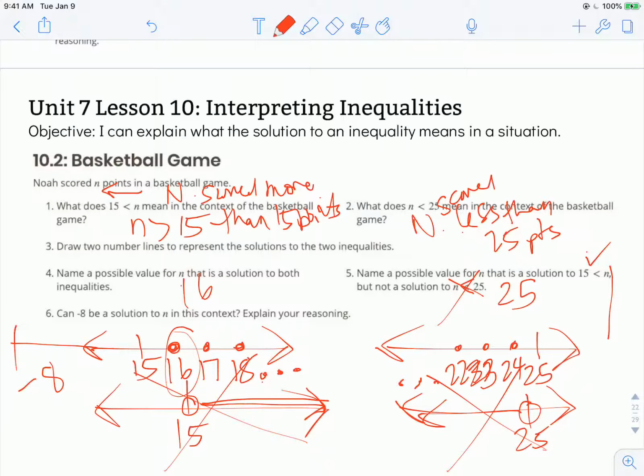Again, our objective states I can explain what the solution to an inequality means in a situation, so in this case we have to think more analytically and not just draw the first way that we've been taught to draw inequalities with greater than and less than symbols, but to consider what point values could be in a basketball game.